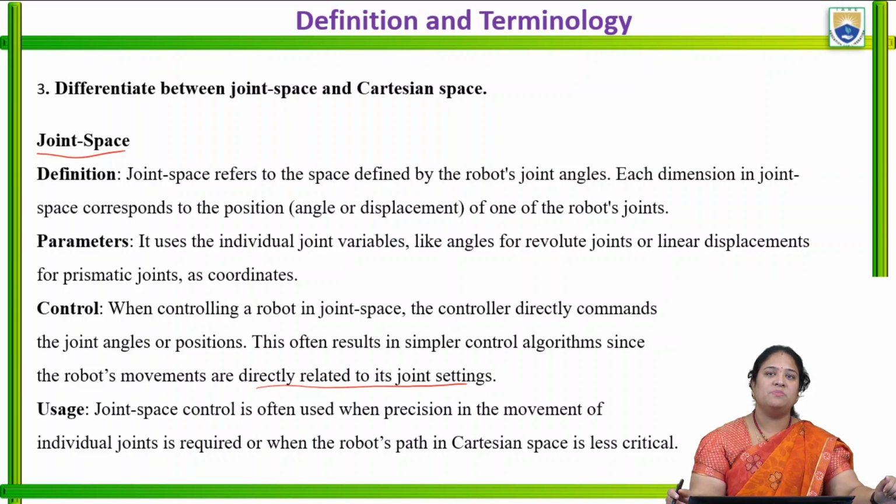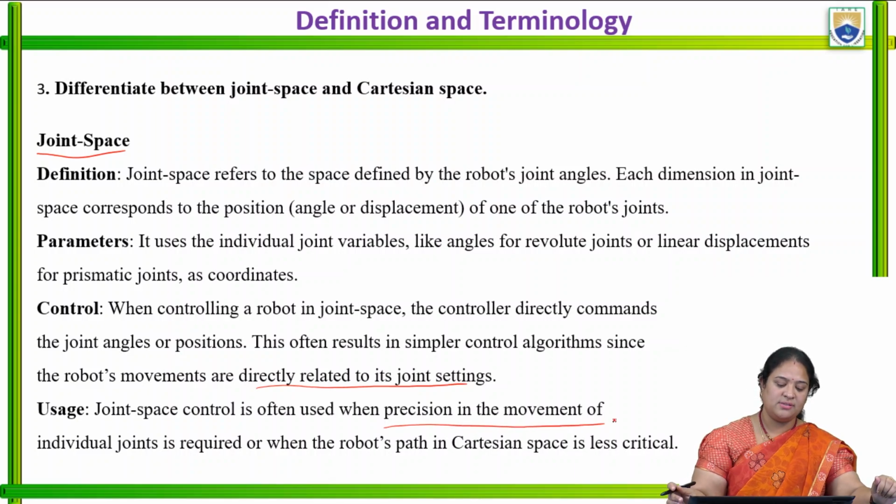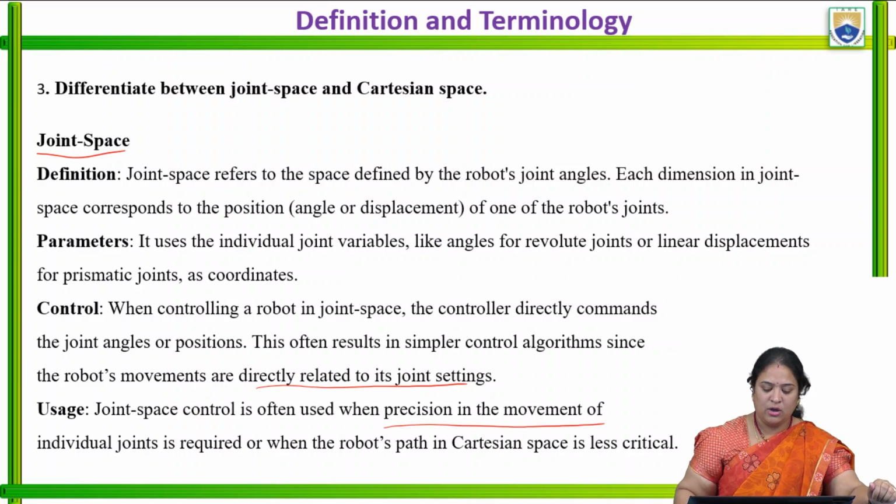and the usage of this particular type of joint space is in less critical Cartesian space direction, and it also gives precision when the movement of the individual joints is required or when the robot path is in Cartesian space.